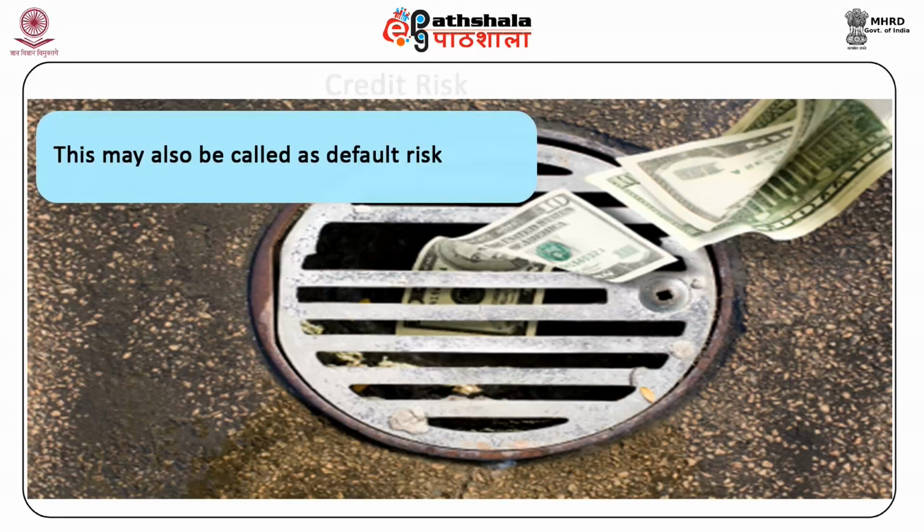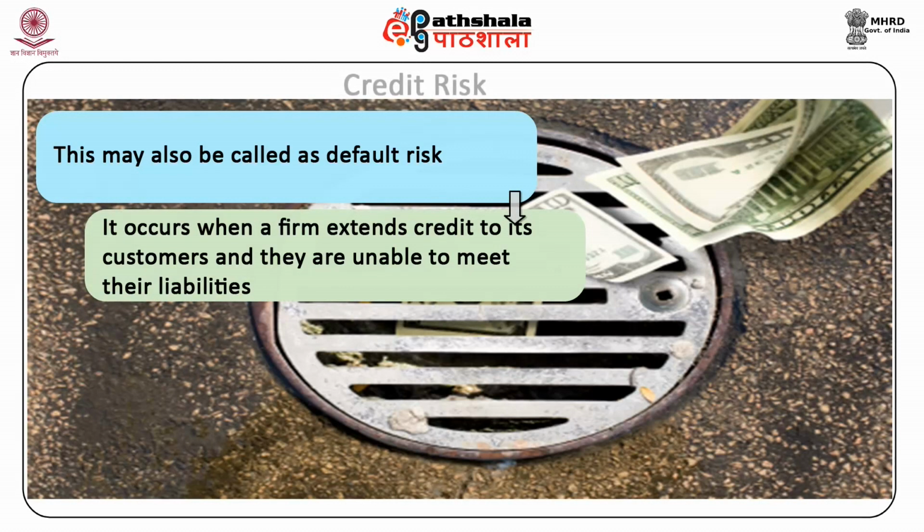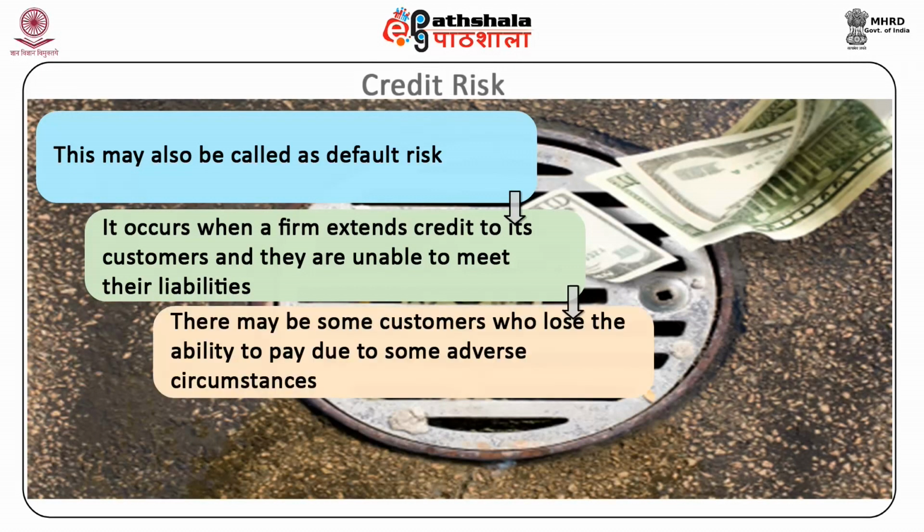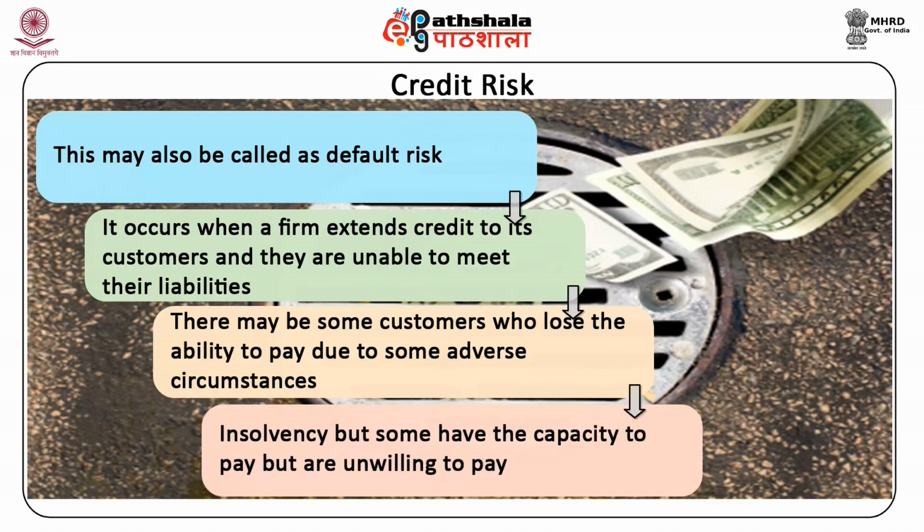Credit risk. This may also be called default risk. It occurs when a firm extends credit to its customers and they are unable to meet their liabilities. There may be some customers who lose the ability to pay due to some adverse circumstances, for example, insolvency, but some have the capacity to pay but are unwilling to pay. The degree of risk can still be quantified in the case of the first category of customers, but it is very difficult to quantify the uncertainty in the case of the second class.